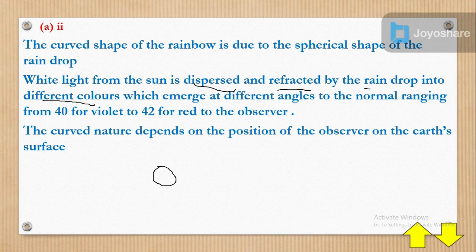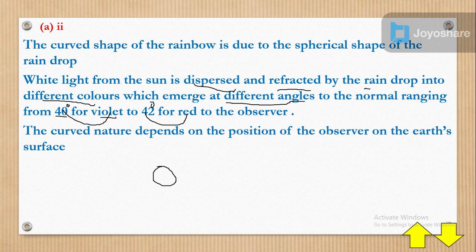So the light is dispersed or split and also refracted into different colors which emerge at different angles to the normal, ranging from 40 degrees for violet to 42 degrees for red. So these are different angles. The angle of refraction for violet is 40 degrees, and the angle of refraction for red is 42 degrees to the observer.